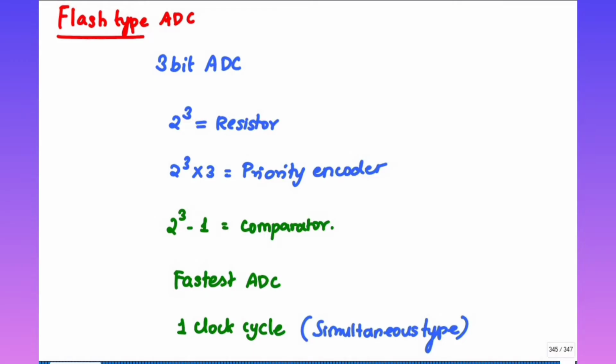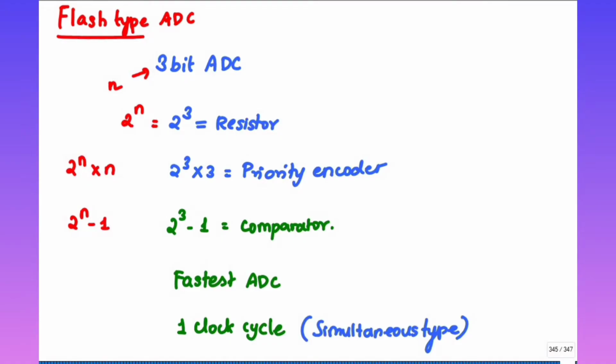In this video, we are going to discuss flash ADC. It is also called a parallel ADC. Here we are going to discuss a 3-bit ADC. So for an n-bit ADC, we have 2 power n resistors and a 2 power n cross n priority encoder is required, then 2 power n minus 1 comparators are required.